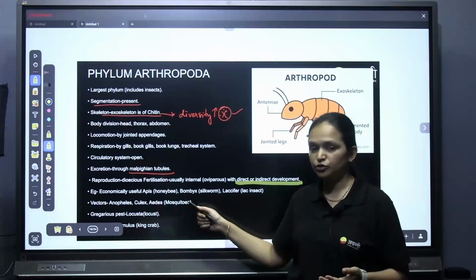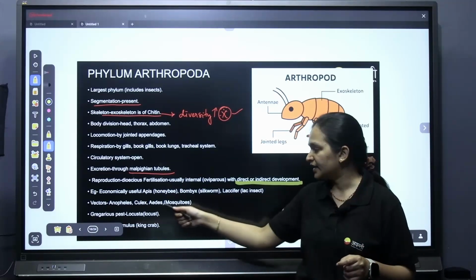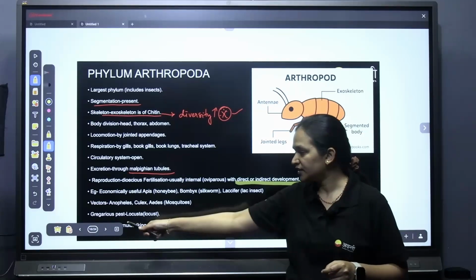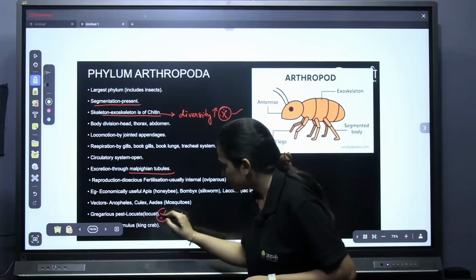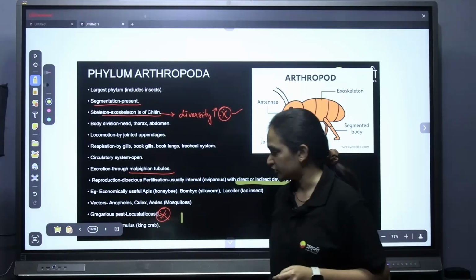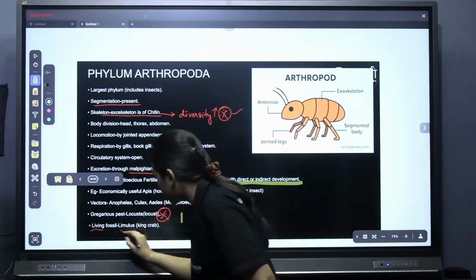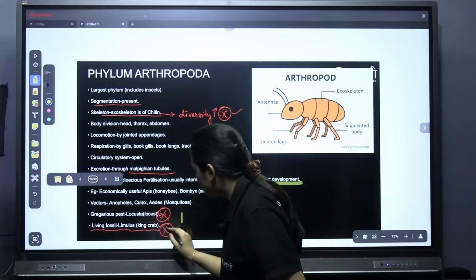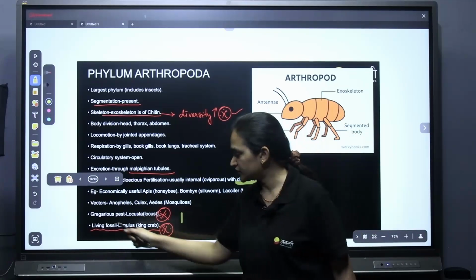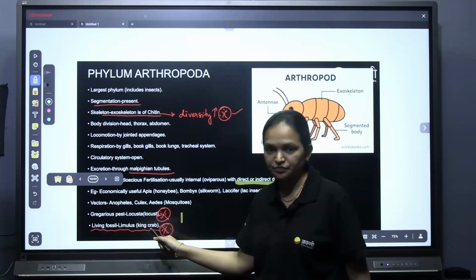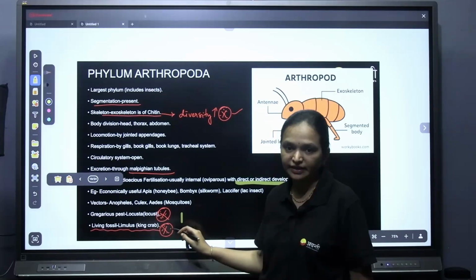You can see the vectors also, that is, mosquitoes also come in arthropods: Anopheles, Culex and Aedes mosquito, and the gregarious pest, that is locust. Locust has been a previous year question. And living fossil, this is one of the very important living fossils. Its question has been asked many times. The living fossil is Limulus, that is king crab. Note this down. This will become very important.